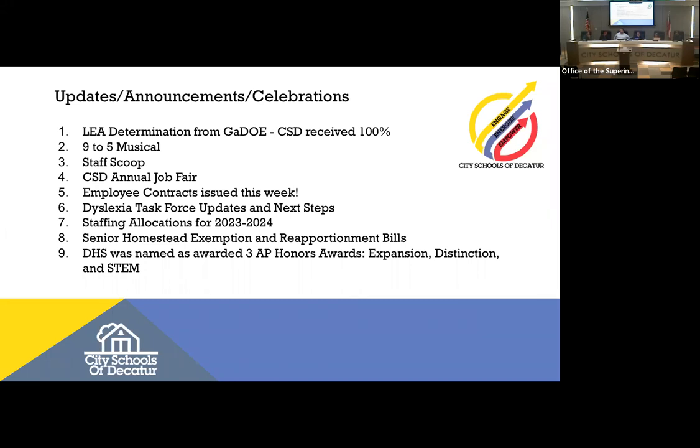And lastly, I'm thrilled to share that DHS was named an AP Honor School in 3 categories. An AP Expansion School, meaning that they had 25% growth in AP student participation from May 2021 to May 2022. Also an AP School of Distinction, which means that at least 20% of the total students took the AP exams, and at least 50% of the students that took the exams scored a 3 or higher. And also we were named an AP STEM School. This means that students were taking a minimum of 5 tests in 4 of the different AP STEM courses. So lots of celebrations going on.